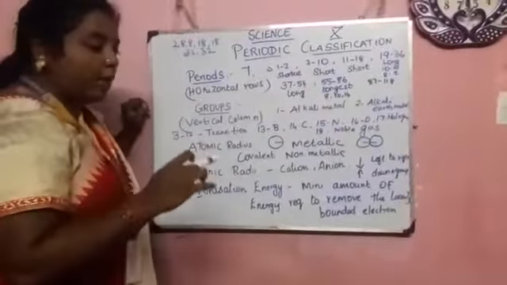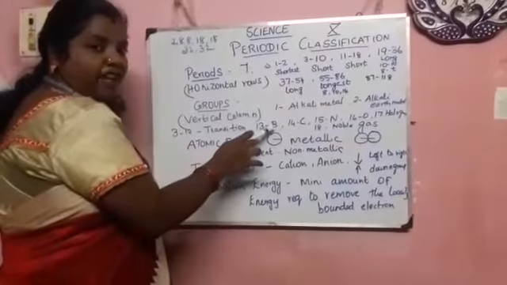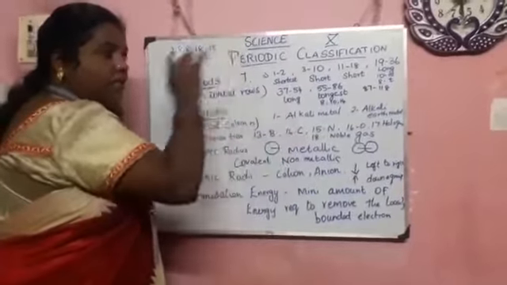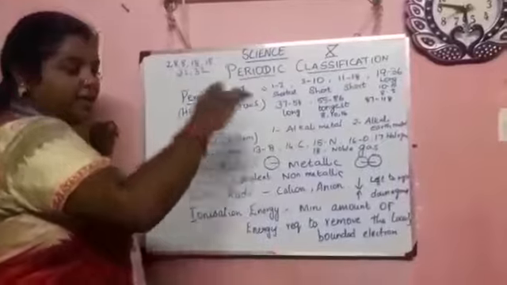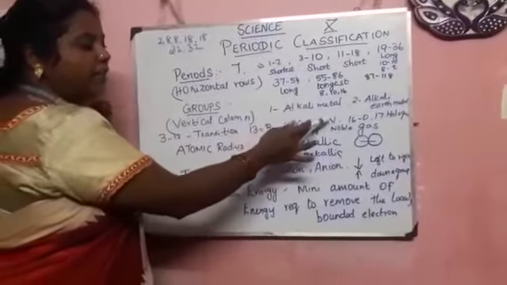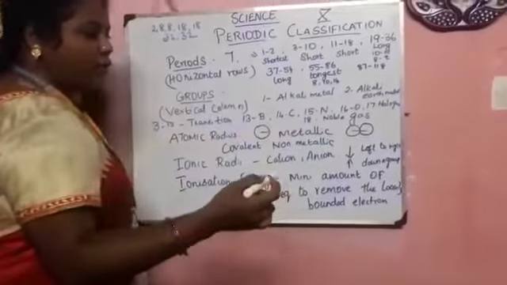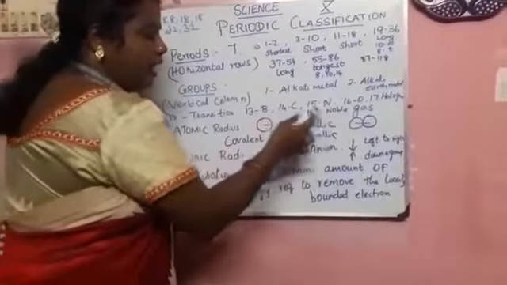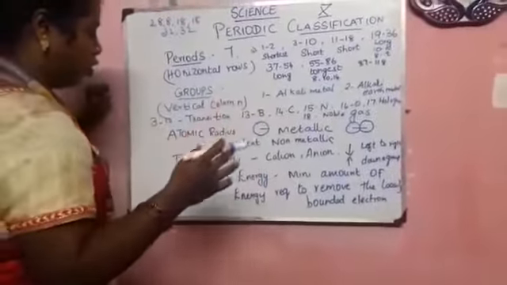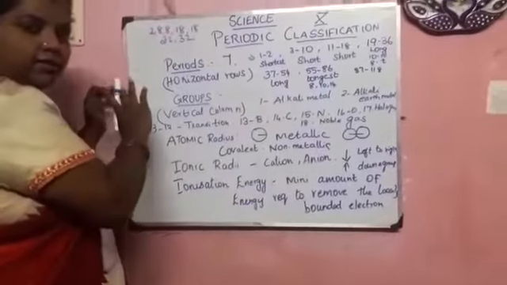Let's see the P block elements. 13th group will be the boron family, 14th group carbon, 15th nitrogen, 16th oxygen, 17th halogens, chlorine, fluorine, and 18th noble gases, helium, neon. That's all. Okay, these are the characteristics for the group.